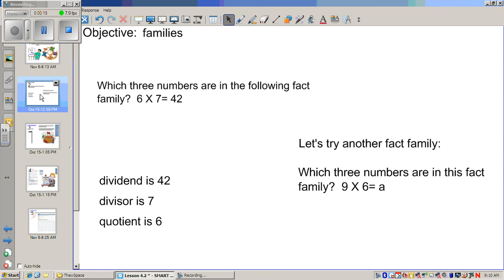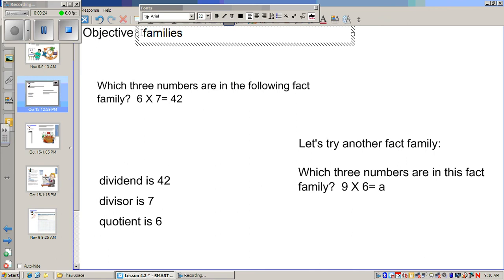So our objective is fact families, and I wrote families, so I apologize because it is fact families on this one. So on this page, we're going to be dealing with fact families. It says, which three numbers are in the following fact family? And hopefully you said 6 times 7 equals 42. So I know, and if I look down here, my dividend is 42, my divisor is 7, and my quotient is 6. So that is the numbers in that fact family.